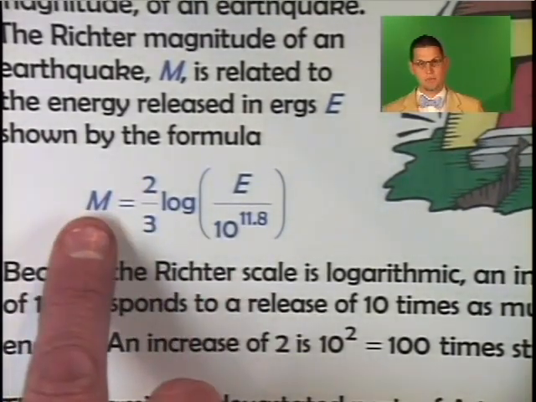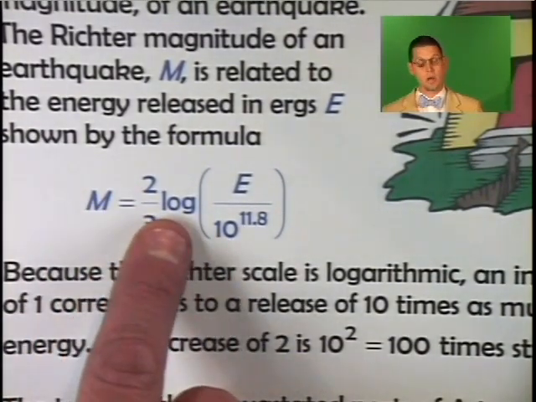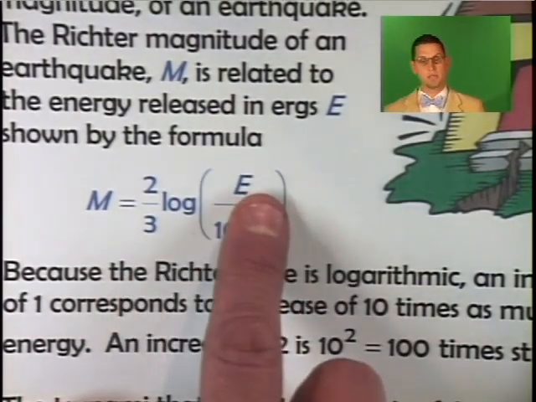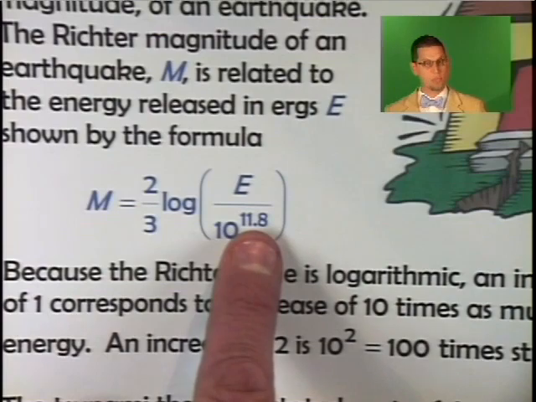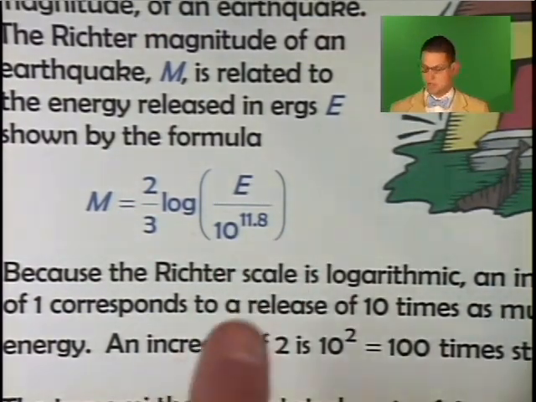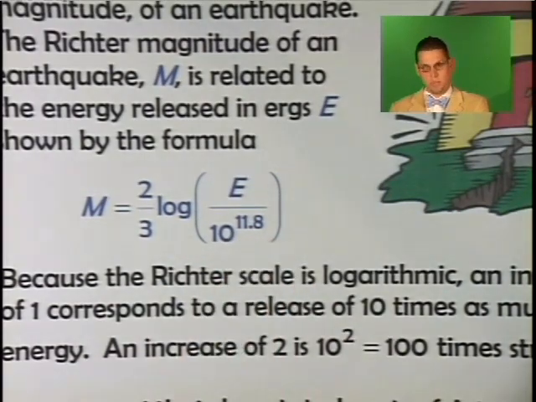Now here's the equation for the earthquake. Notice that the magnitude is equal to 2/3 of the log base 10. Science uses base 10 quite a bit. Of the energy released over 10 to the 11.8. Now this 10 to the 11.8 is kind of like a constant that establishes a basis by which all the other earthquakes can be compared.